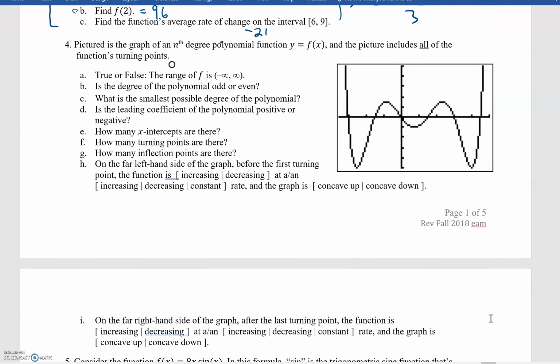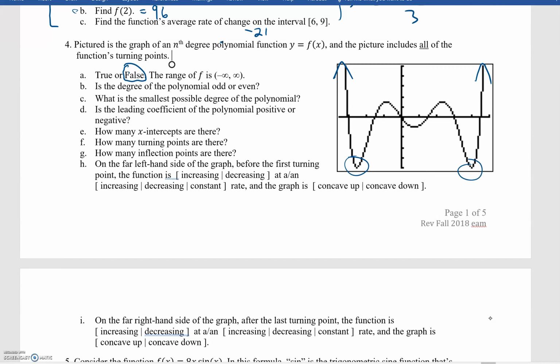Pictured is the graph of an nth degree polynomial function and includes all of the function's turning points. Okay, so true or false, the range of the function is negative infinity to positive infinity. I'm going to say that's false, because if this contains all the turning points, then my endpoint behavior is that I am going upwards as I go to the left and to the right, and so this thing's not going back down. So this is the bottom of the function right here.